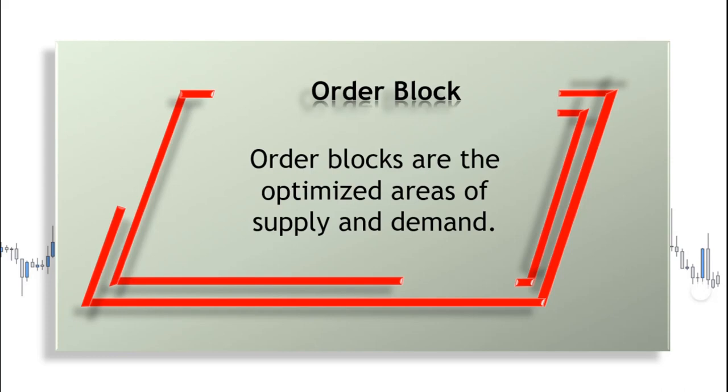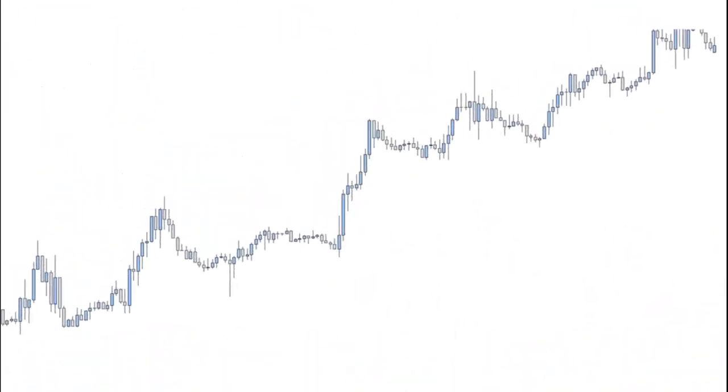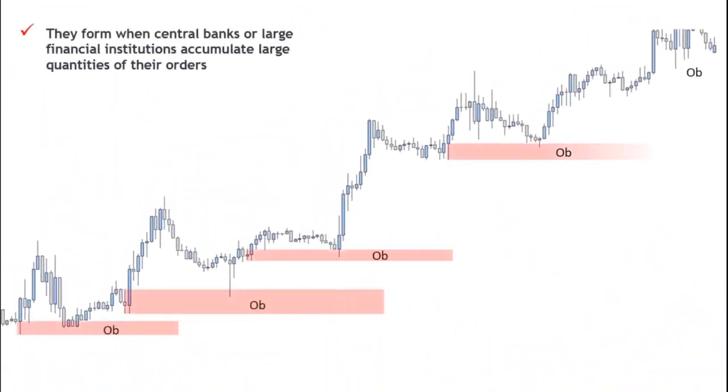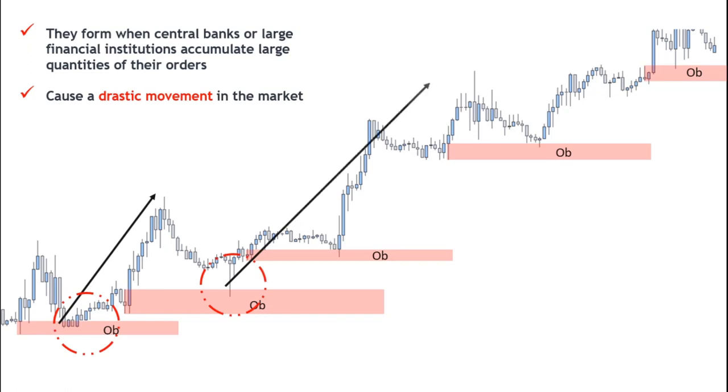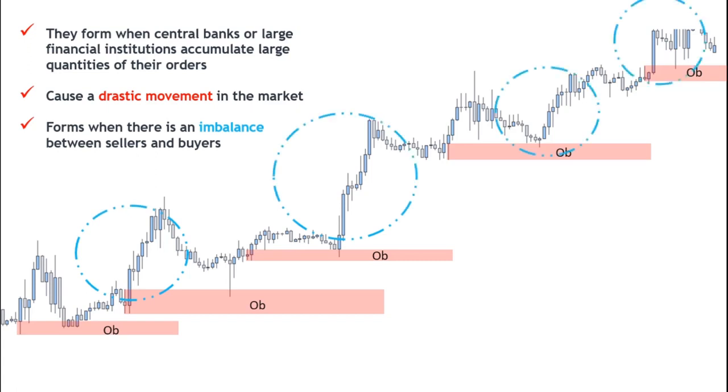Order blocks are the optimized areas of supply and demand. They form when central banks or large financial institutions accumulate large quantities of their orders in a small area, which can cause a drastic movement in the market. In other words, they form when there is an imbalance between sellers and buyers.